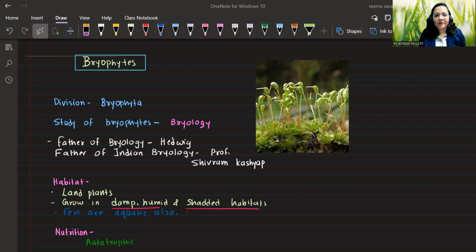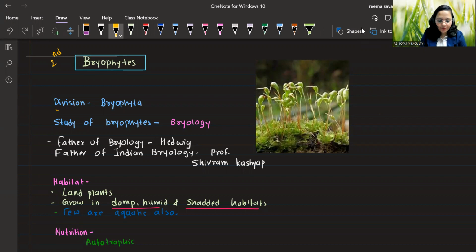Hello students, today we are going to learn about one important division of plant kingdom, that is bryophyte. We have studied that plant kingdom is divided into 5 divisions: algae, bryophyte, pteridophyte, gymnosperm and angiosperm. So this is the second division of plant kingdom, that is bryophyte.